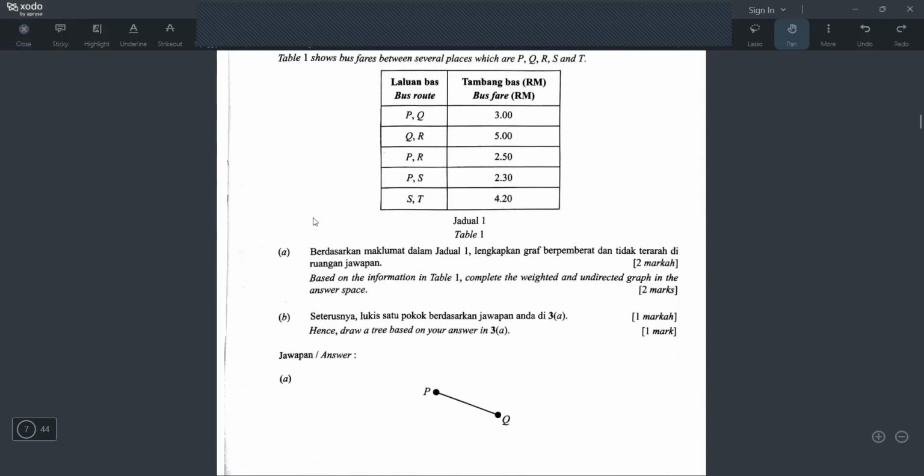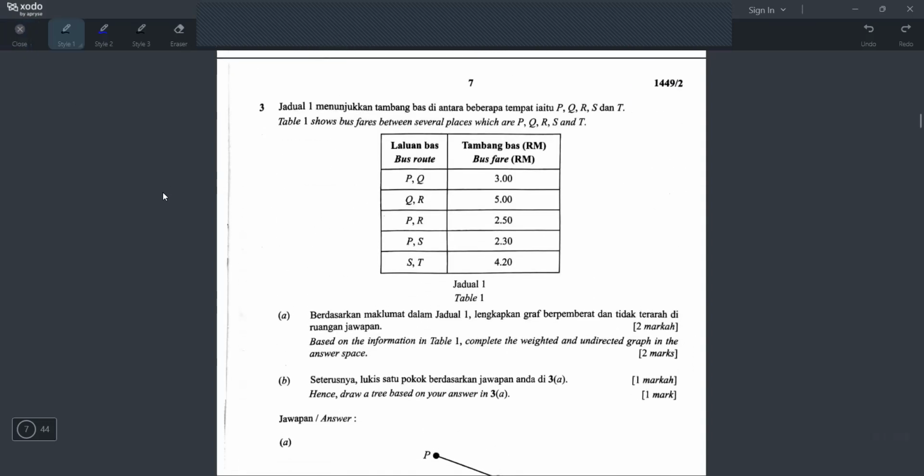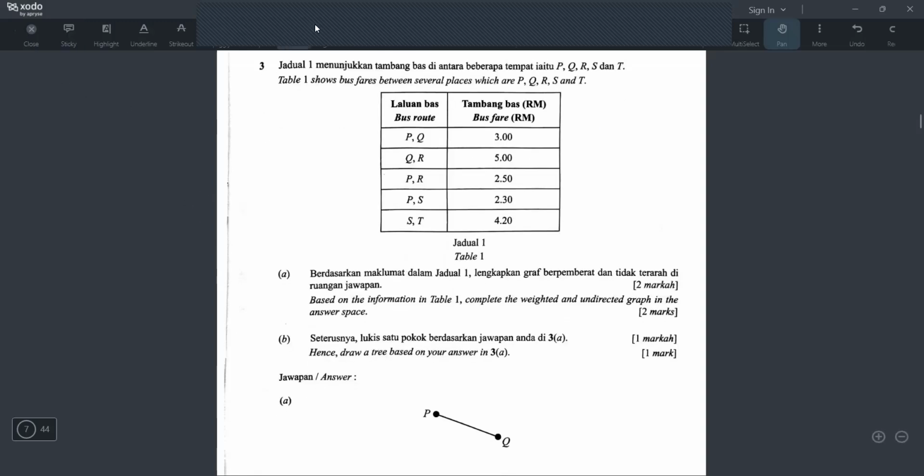Okay, all right. I'm going to continue with number 3. Let's read the question. Table 1 shows bus fares between several places which are P, Q, R, S, T. So these are all bus fares, so they are all in RM. And (a) says: based on the information in Table 1, complete the weighted graph. Weighted means your graph has to be labeled, right?